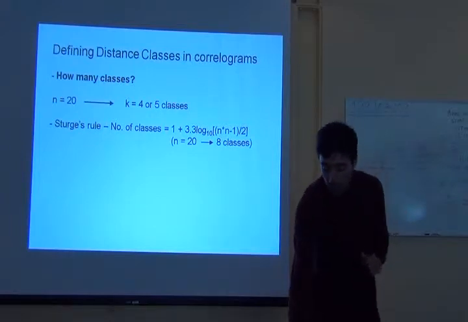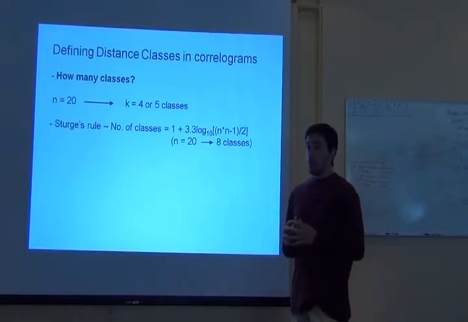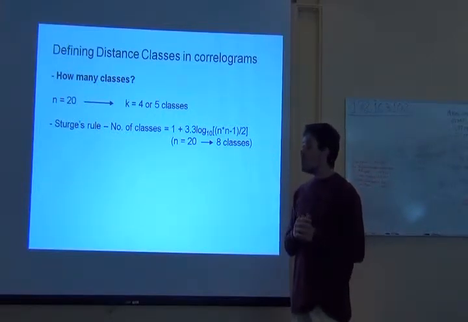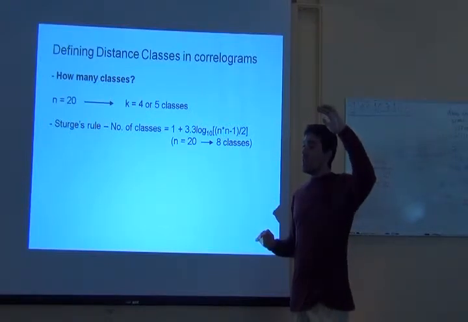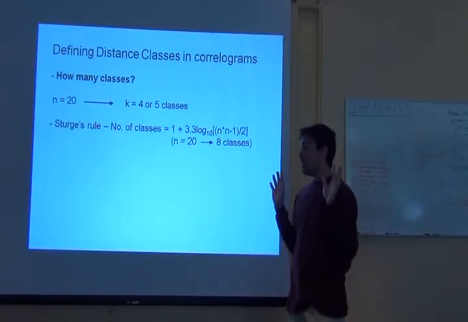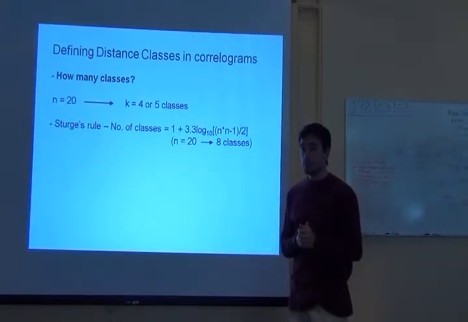Also, your definition of the distance class should be a consequence of, or should take into account, how many pairs of sites fall within each class, so that you do not have at any point a huge heterogeneity between sites within a class. That is forbidden by all means. You can't have this huge dissimilarity.